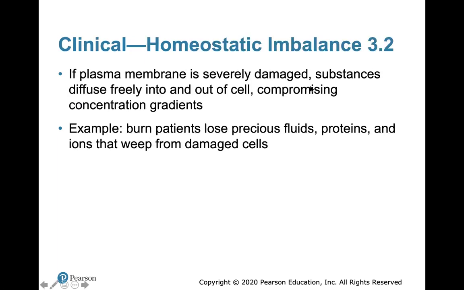If the plasma membrane is severely damaged, substances will diffuse freely into and out of the cell, compromising the concentration gradient. So for example, a burn patient, if their cells are significantly damaged in their skin, their cells will lose precious fluids, proteins, and ions that will weep. That just means they will exit from the damaged cells.